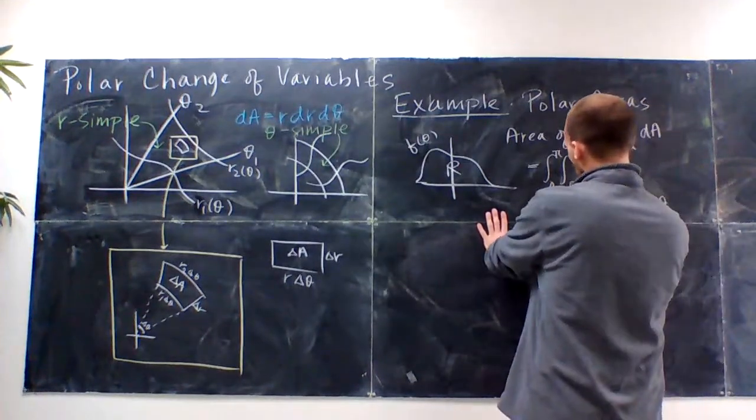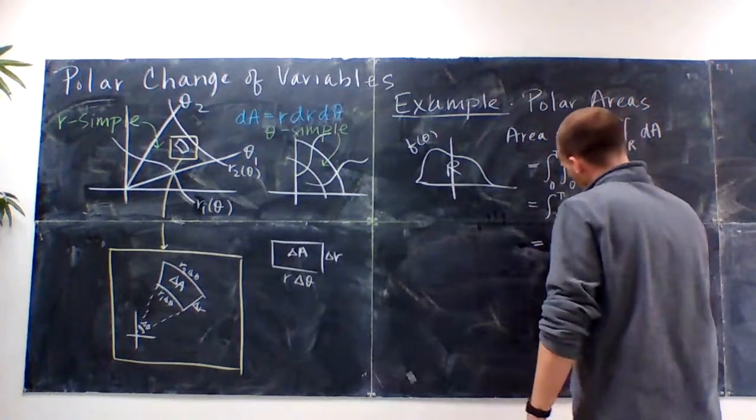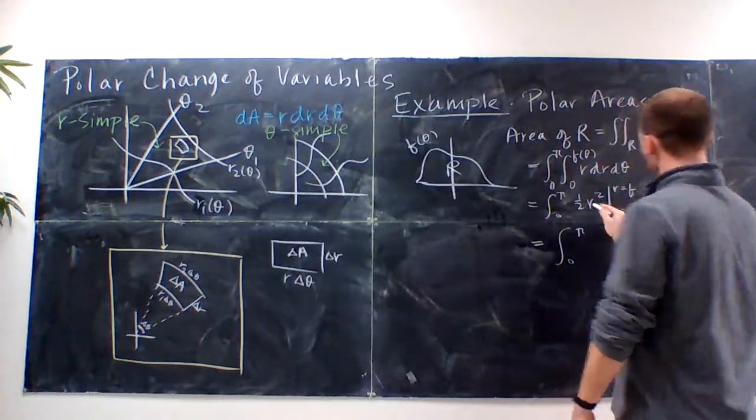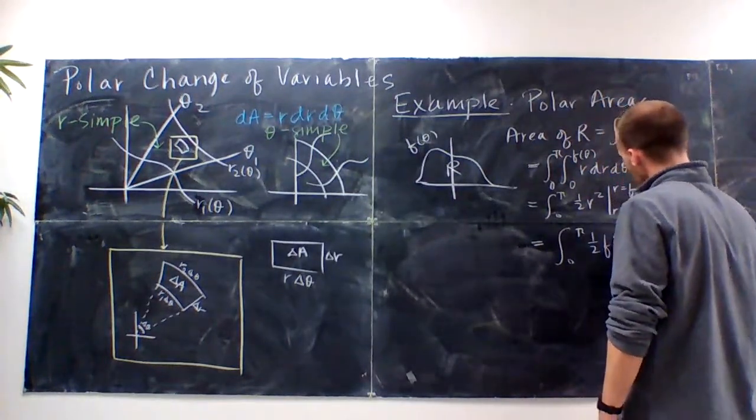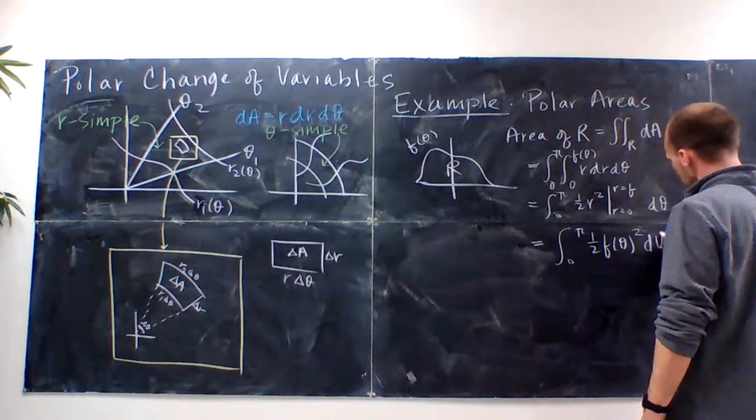Okay, and then when I actually plug that in and subtract, I'm going to get the integral from 0 to pi of 1/2 f of theta squared d theta.